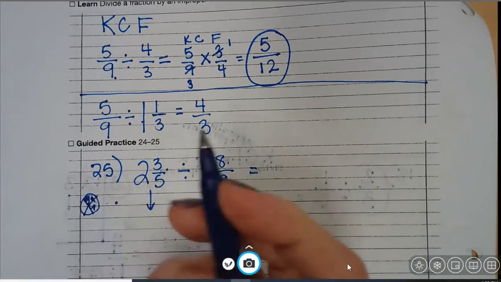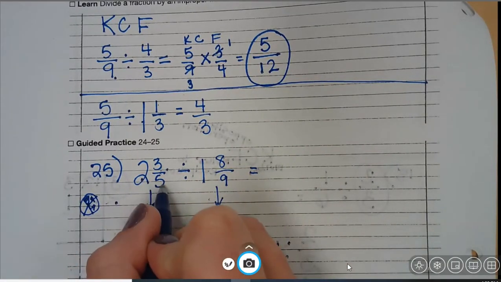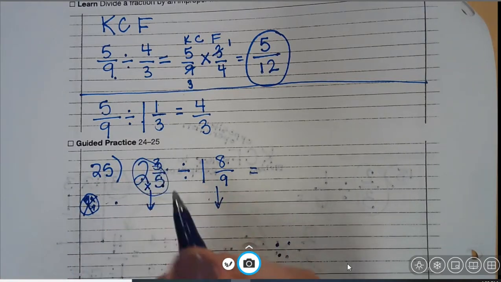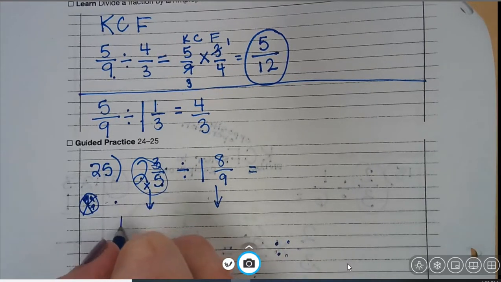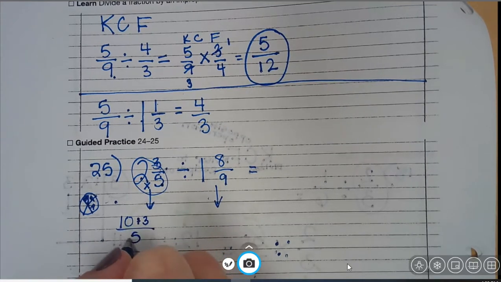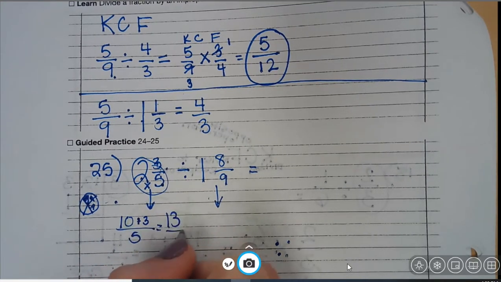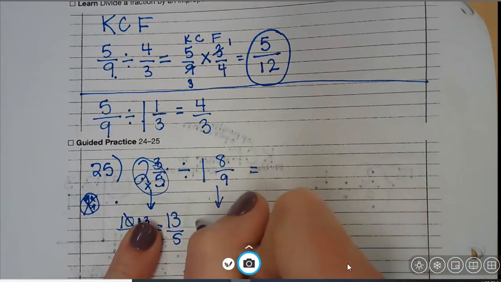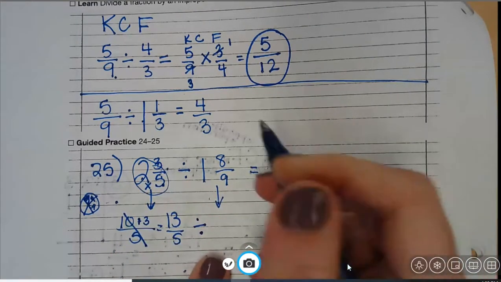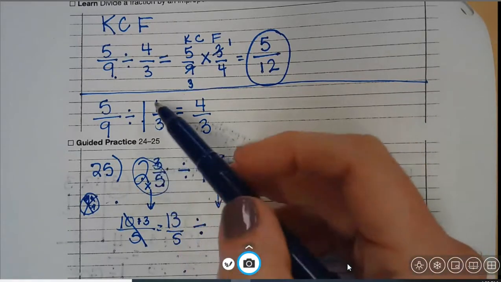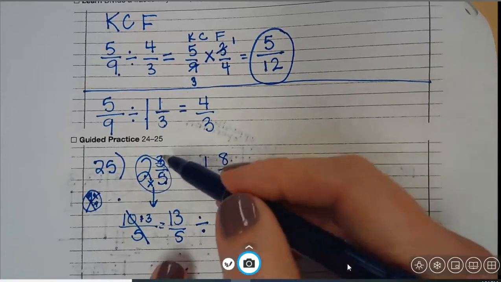So 2 times 5 plus the 3/5 would be 13/5. So I have 10/5 plus 3 equals 13/5. So I'm done with that. So 2 3/5 is the same as the improper fraction 13/5 divided by 1 8/9. So I need to change that to an improper fraction as well. So all I'm doing right now, I'm not doing keep, change, flip at this point, I'm just changing the mixed numbers to an improper fraction.